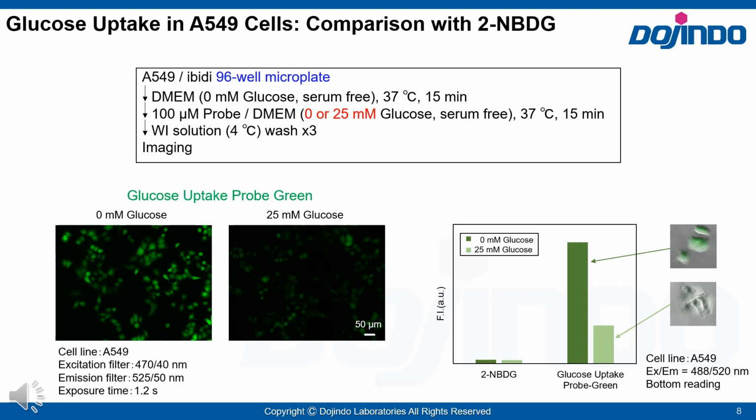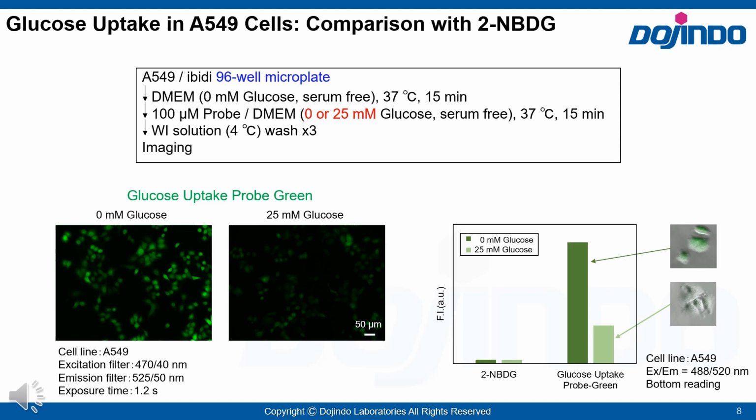The cells were incubated for 15 minutes in serum-free and glucose-free medium. They were then incubated for another 15 minutes in serum-free medium that was either glucose-free or contained 25 millimolar glucose. After that, the cells were washed with our washing and imaging solution, which we call WI solution, at 4 degrees in order to prevent the probe from leaking out of the cells.